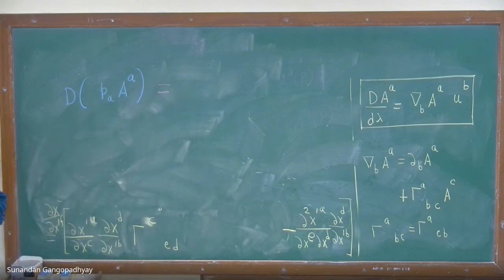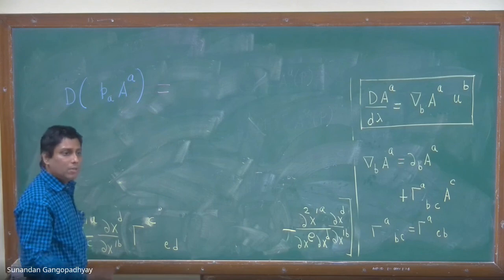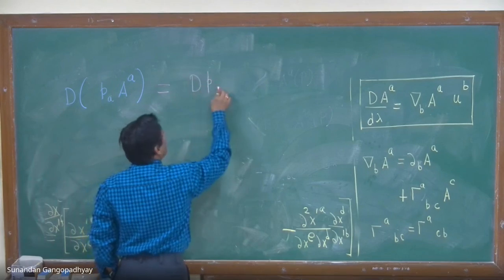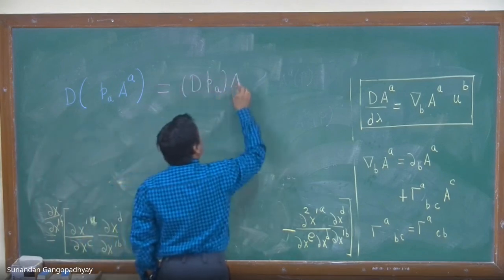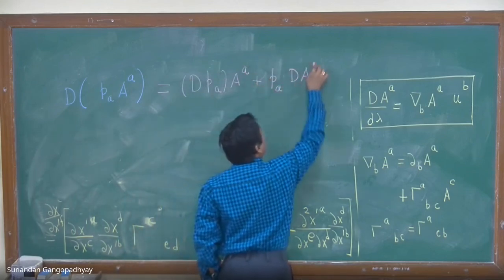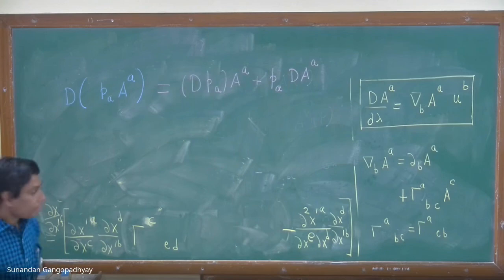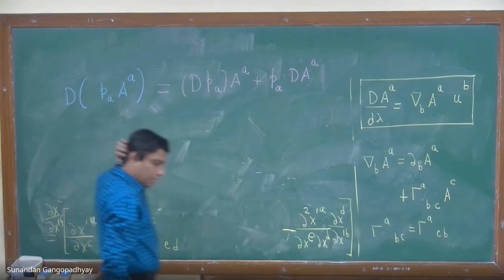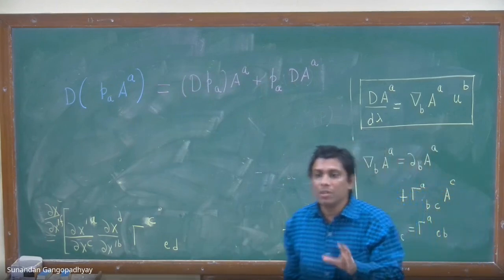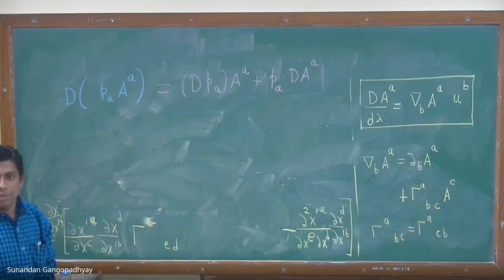Now this is a derivative operator, so it should obey the Leibniz rule in differential calculus. So what we have is, you can write it down as D(p^a) plus p. The Leibniz rule is holding because it's a scalar. Leibniz rule is a rule in calculus that any derivative operator should in general obey.